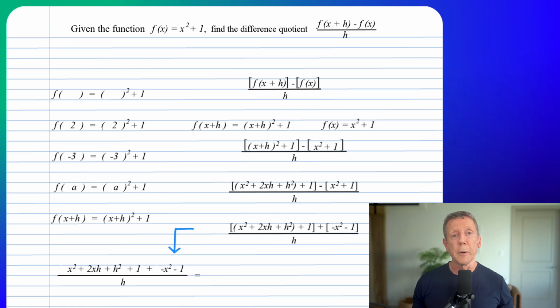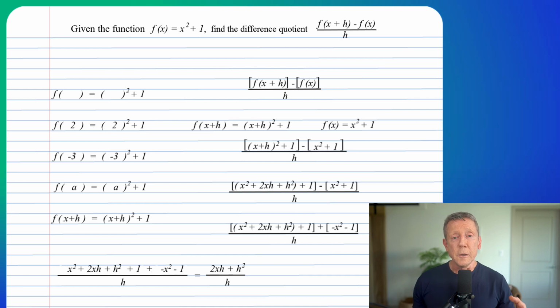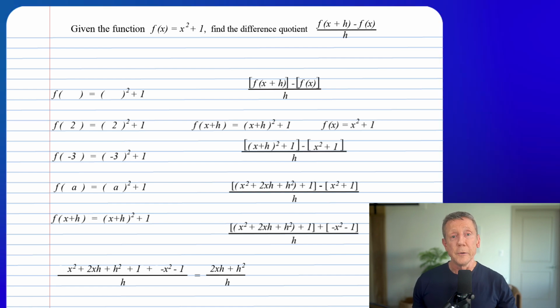At this point, we're going to combine like terms. And this is an important tip for you. Anything that doesn't have an h in it should cancel. So the x squared and the minus x squared cancel. The plus 1 and the minus 1 cancel. And the only terms left over have an h in them. So I have a 2xh plus an h squared. If you have terms left in the numerator that don't have an h in them, then you did something wrong and you've got to go back and take a look at it. The next step is to factor an h out of the numerator so that you can reduce it with the h in the denominator. And what's left over? 2x plus h, and that's your answer.